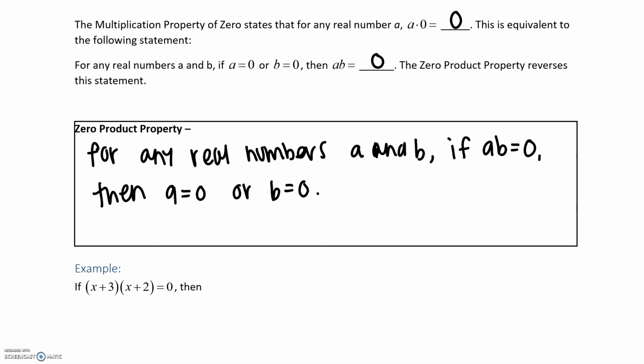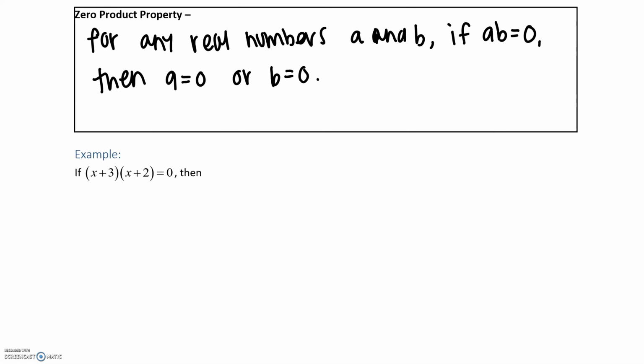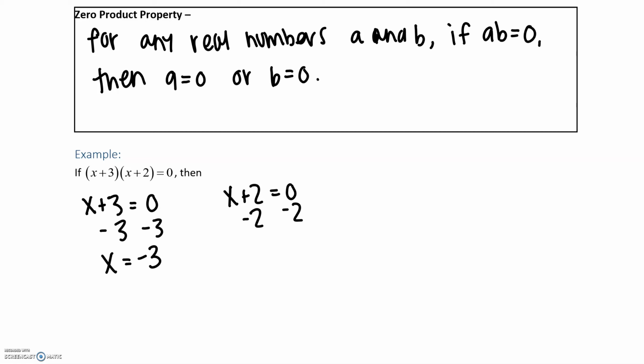When we're working on this using factoring, we're going to factor into two binomials. From here, we set each of these binomials equal to 0. So we should have x plus 3 equals 0, and a separate statement that says x plus 2 equals 0. Once we have our two equations set up, we just solve for x. To get x by itself, we subtract 3 from both sides. That gives us x equals -3. On the next one, we subtract 2 from both sides. That gives us x equals -2.